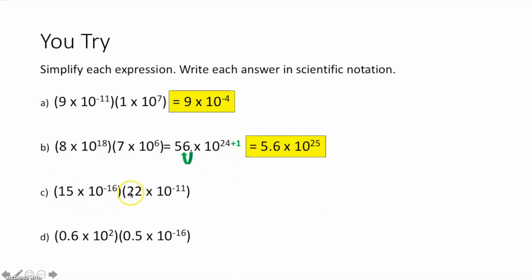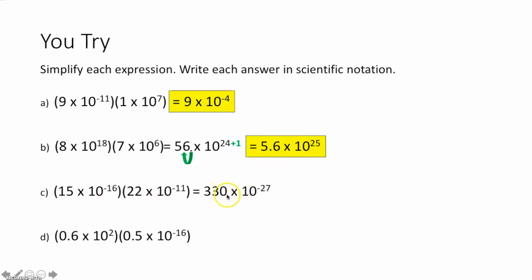Here, multiply our numbers out front. What's 15 times 22? That's going to be 330. And then we add our exponents together. What's negative 16 plus negative 11? That's negative 27. Now we need to make this number out front between 1 and 10.